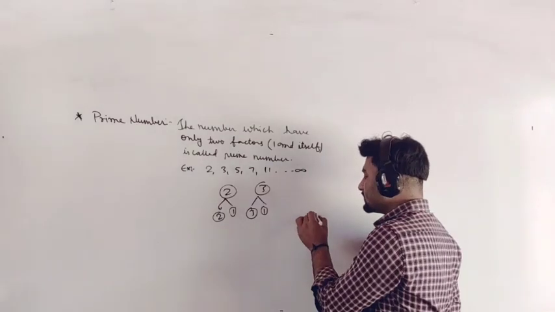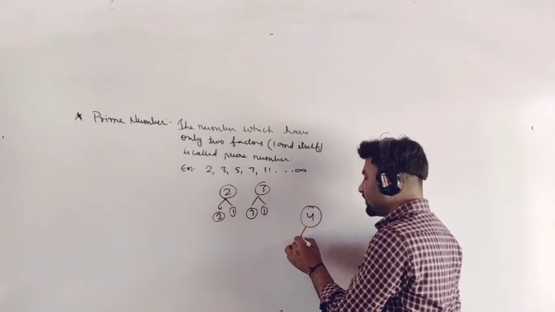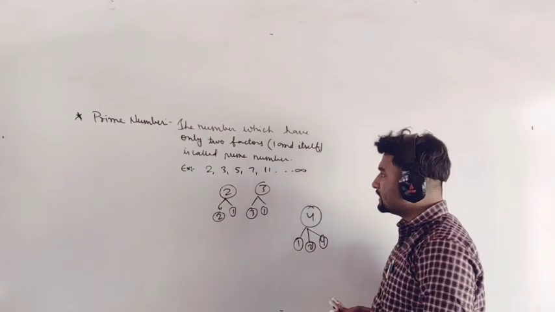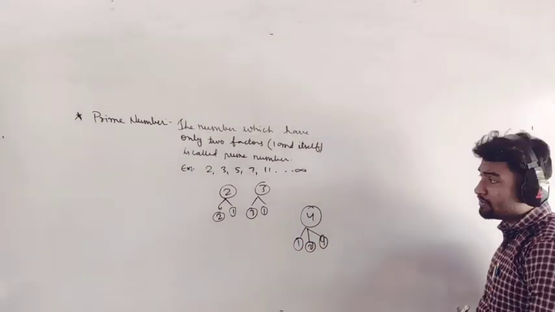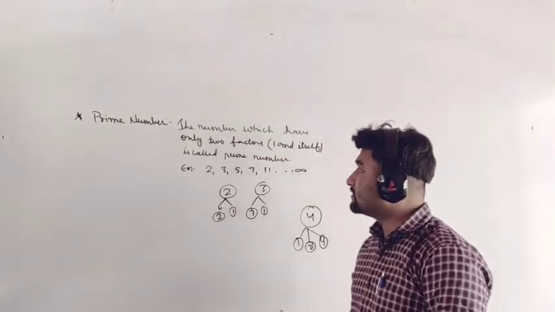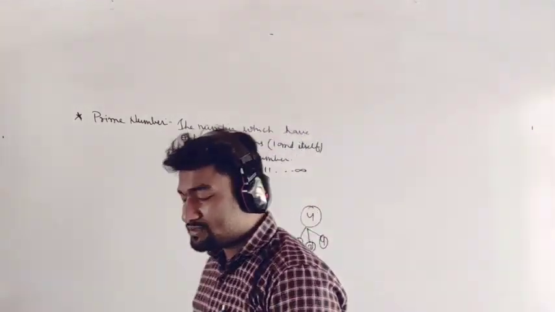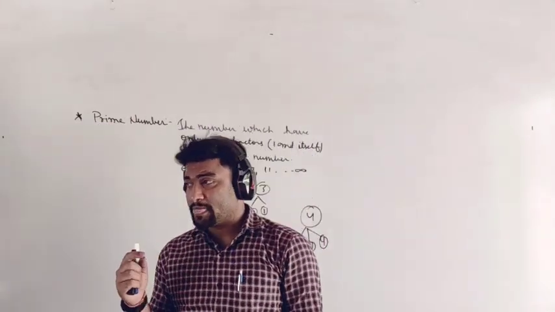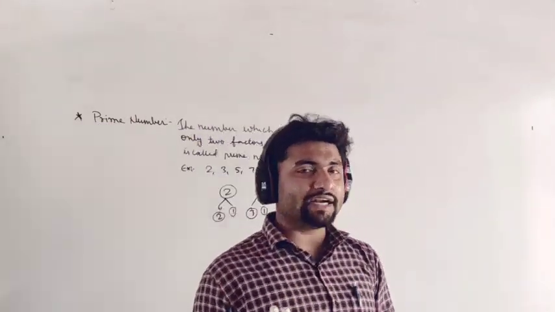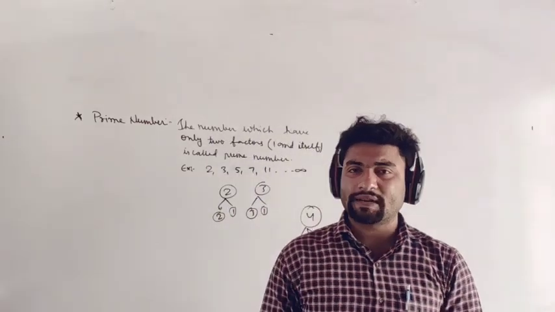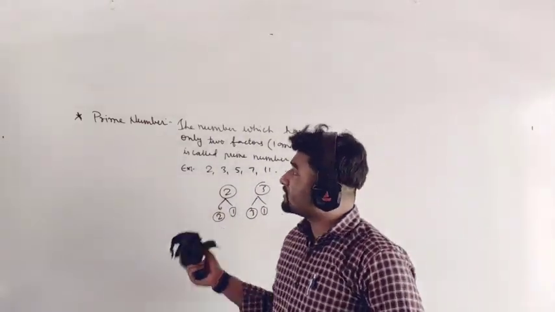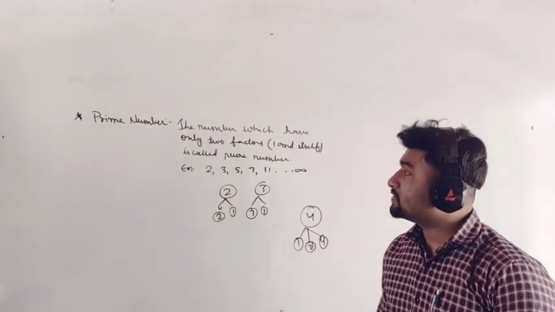If we talk about 4, then 4 is divisible by 1 and by itself, but along with that it is also divisible by 2. That is why we can say that 4 is not a prime number, but 2 and 3 are prime numbers because they have only two factors. They are only divisible by 1 and themselves. So we can say that 2 is a prime number, but 4 is not a prime number. It is a composite number. So here is the definition of prime number. So let's go to the composite number.